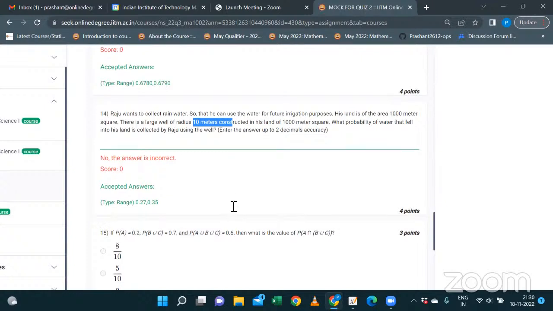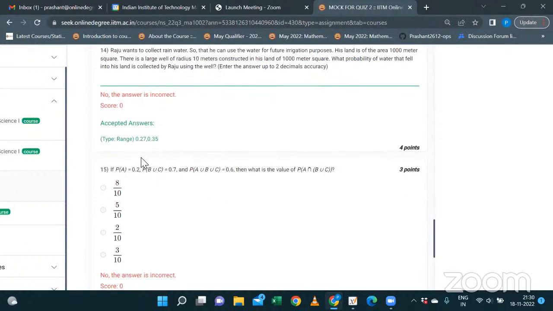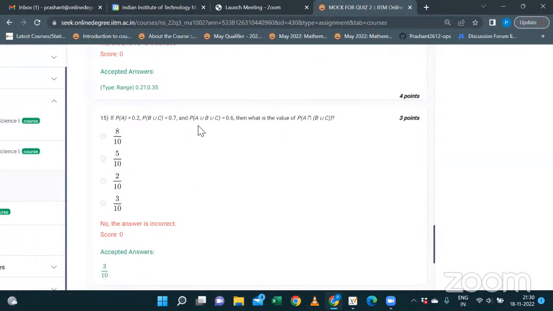Question 15: there is a typo error. B union C should be 0.6 and A union B union C should be 0.7. There will be an interchange. Sorry about that, but you have to just replace them, because A union B union C can't be less than B union C. How do we solve this? Basically, A intersection B union C is there, so B union C we have to calculate first, which is already given.